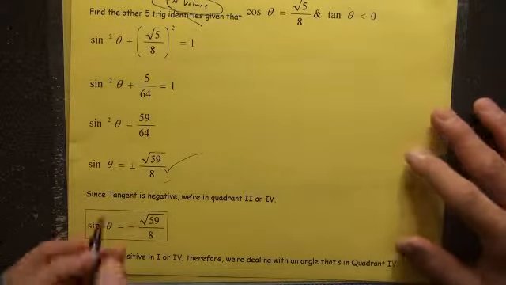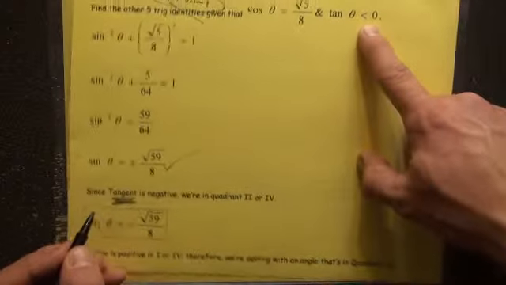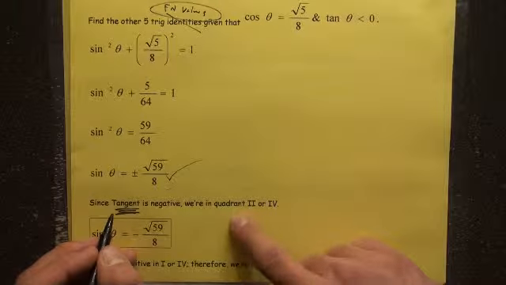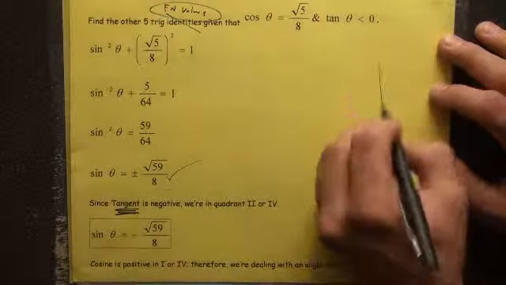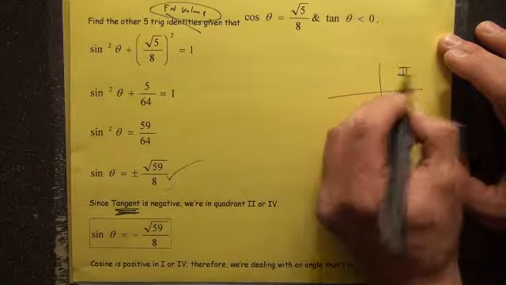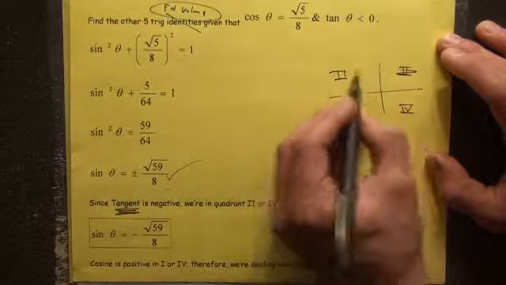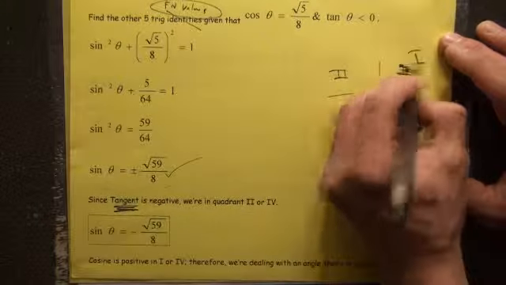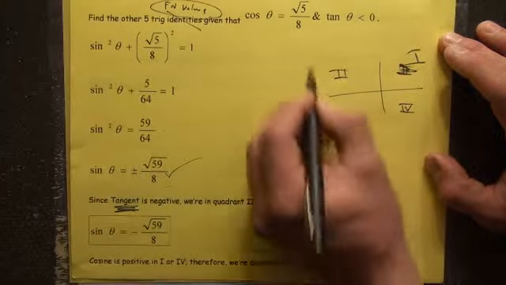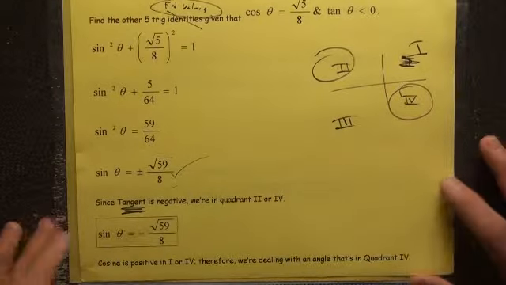Now, since tangent is negative, from here, we're dealing with either quadrant 2 or quadrant 4. Remember. Oh, that's quadrant 1. Okay, so you're dealing with one of these 2 quadrants here. That's quadrant 1. This is quadrant 3. So we're dealing with either 2 or 4.